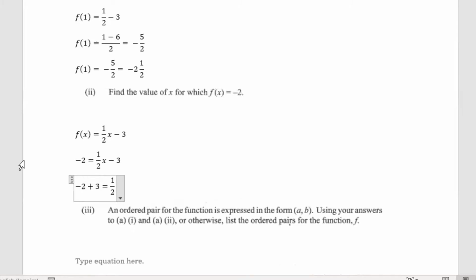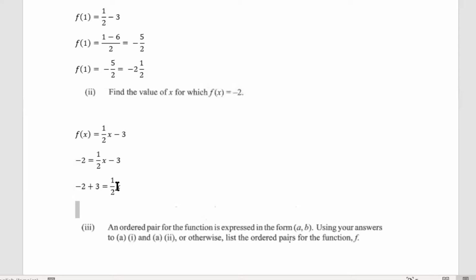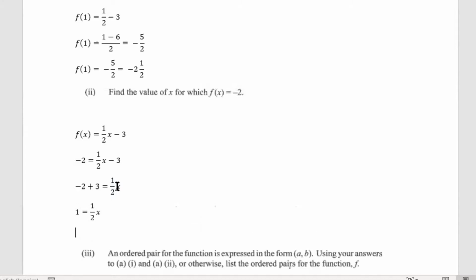Remember, if we add 3 to this side, it will cancel out with this negative 3. So negative 3 plus 3 will basically cancel out. And that is how we have minus 2 plus 3 is equal to a half x. So now negative 2 plus 3 will leave me with a positive 1 is equal to a half x. And now we're going to go ahead and solve for x.